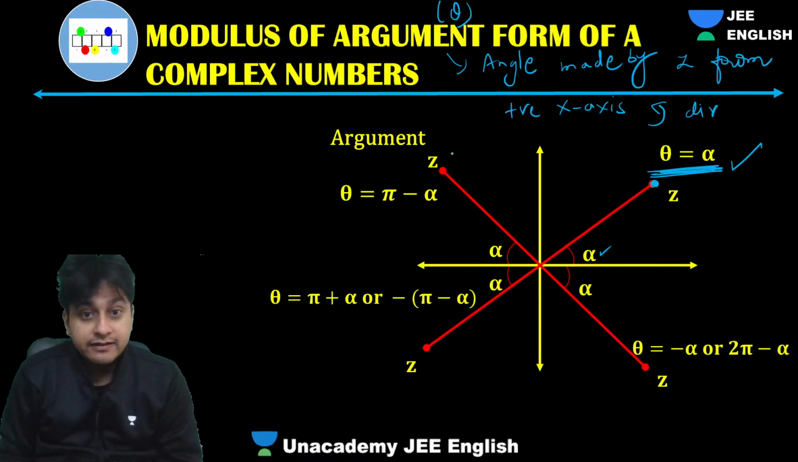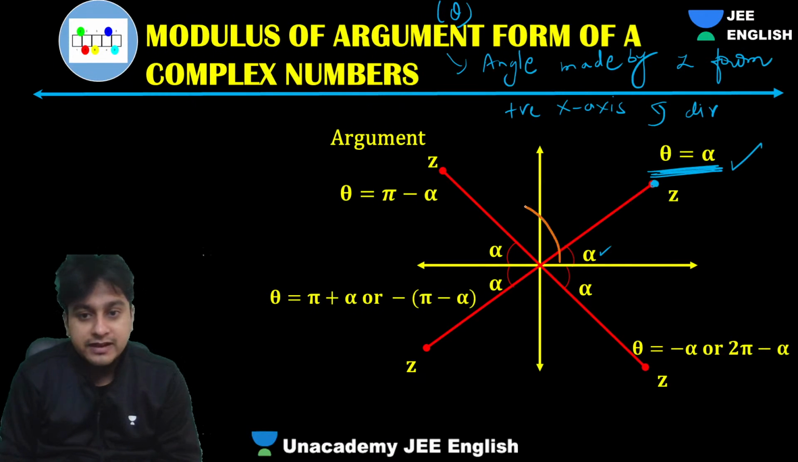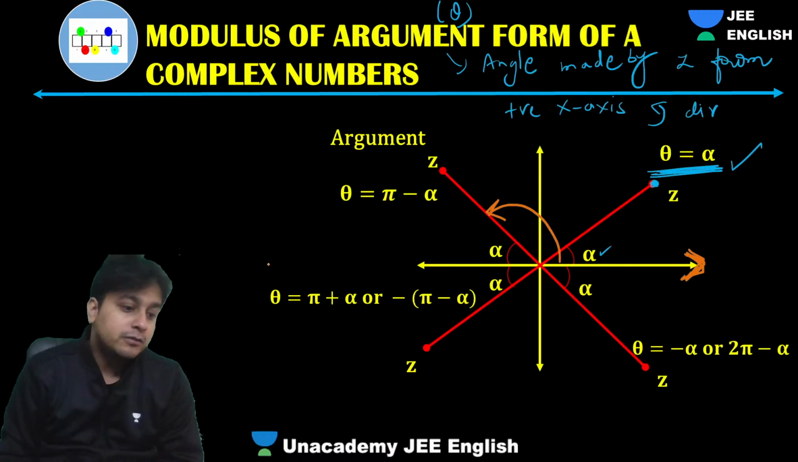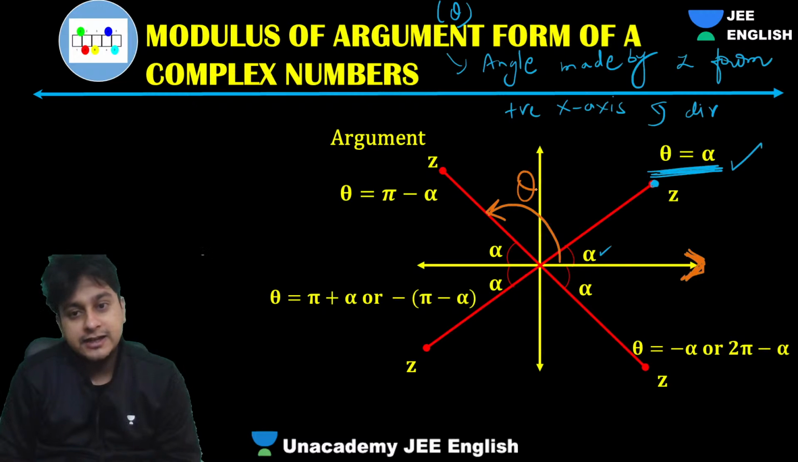So now let's suppose the complex number is in the second quadrant. So now what is the angle made from the positive x-axis in anti-clockwise direction? Positive x-axis, do not forget, it should be from the positive x-axis, not from the negative x-axis. So say this is making an angle called theta. So this theta will be what, guys? Pi minus alpha.